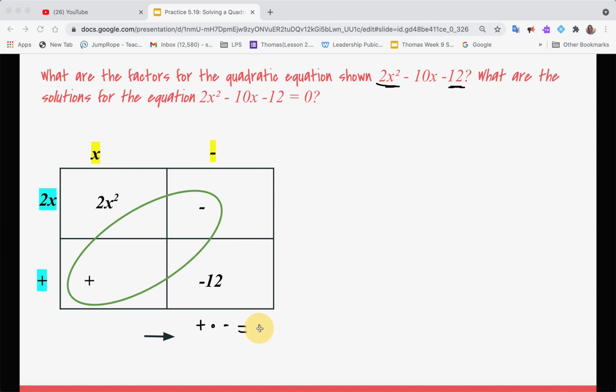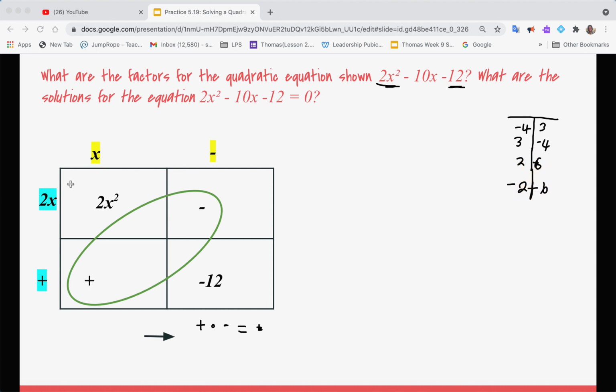term. And so we want to list the factors of negative 12, which would be negative 4 times positive 3. We could also do 2 times negative 6, or a negative 2 times a positive 6.